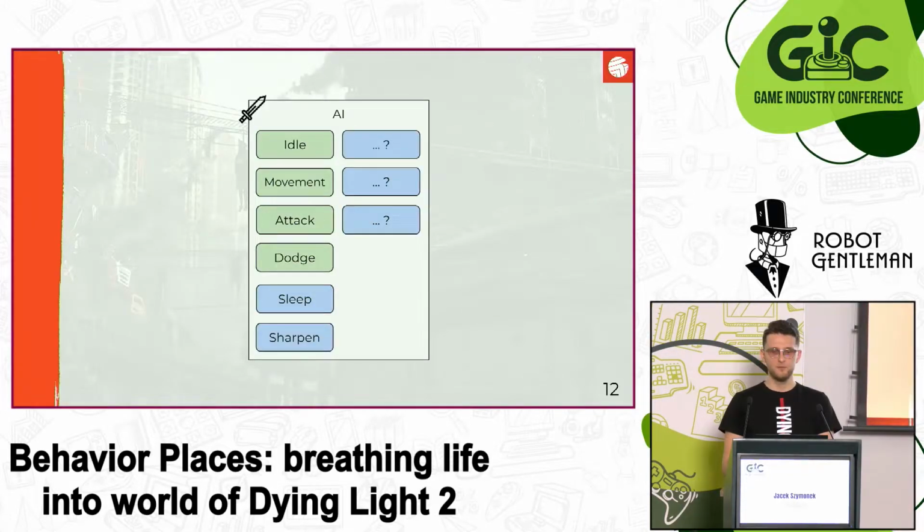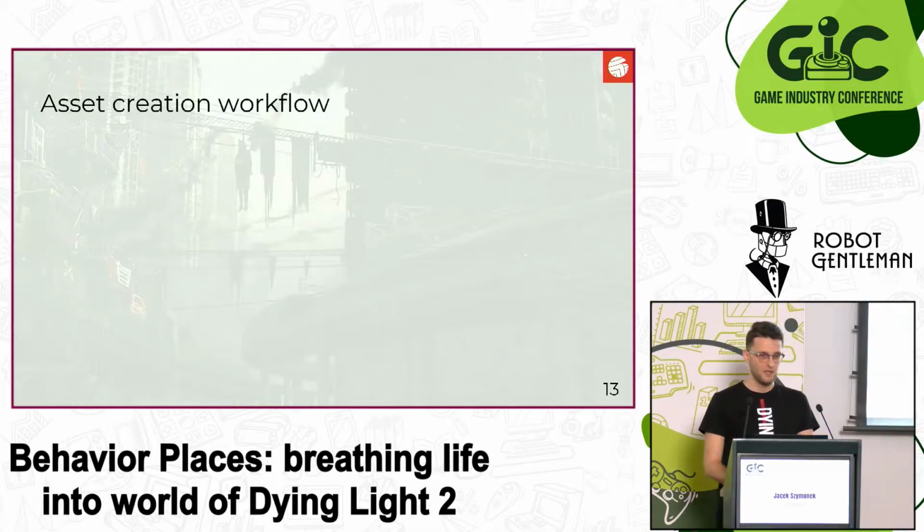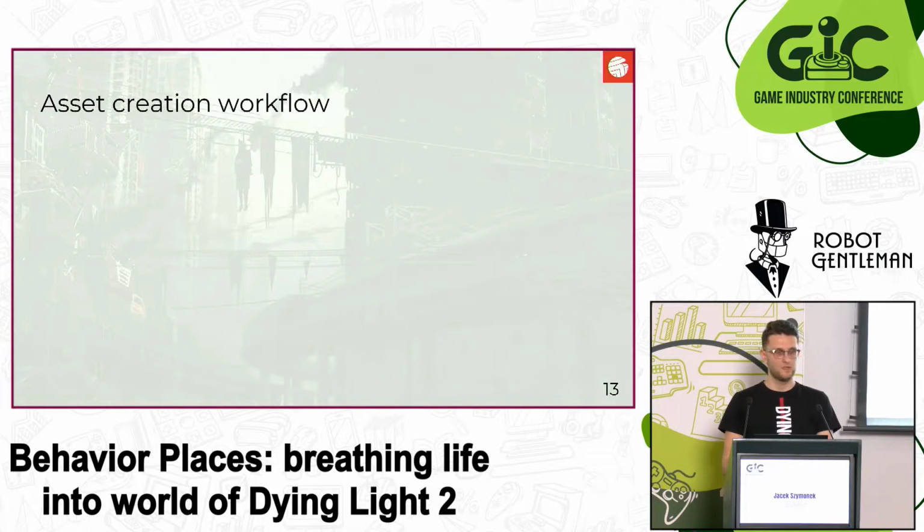Going back to our example AI, we've now managed to pack all the possible location-specific behaviors into one. It solved our scalability problem for the AIs. But we've opened a whole new can of worms by introducing new assets. Let's take a quick look at the asset workflow relating to behavior places.